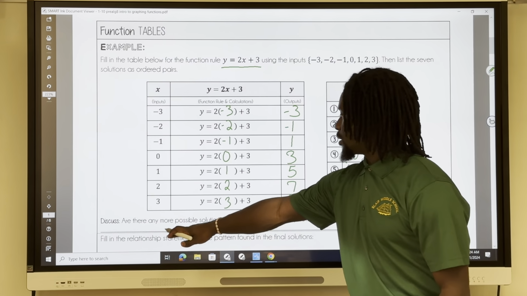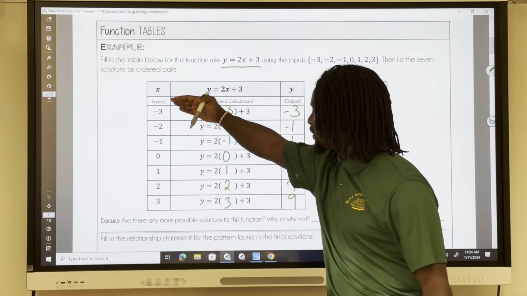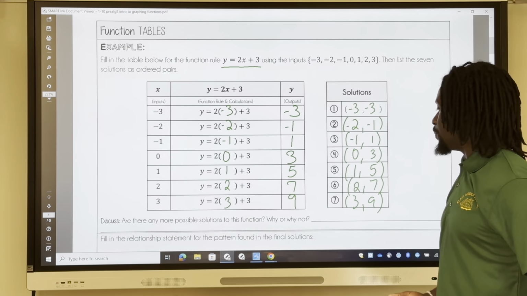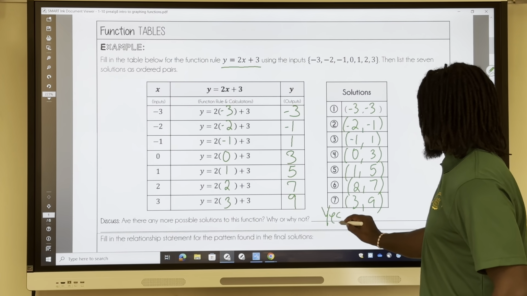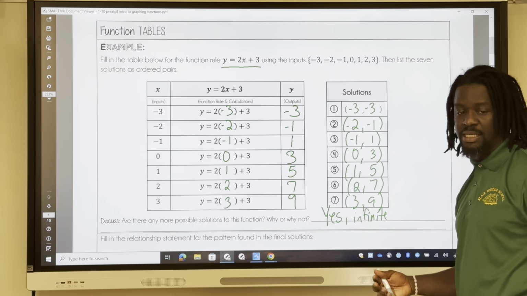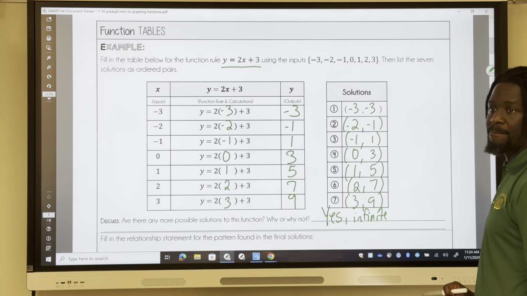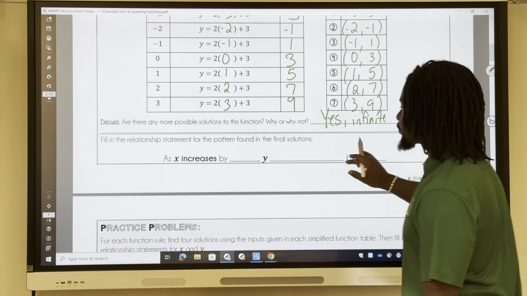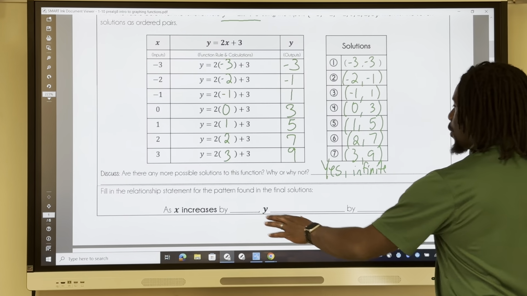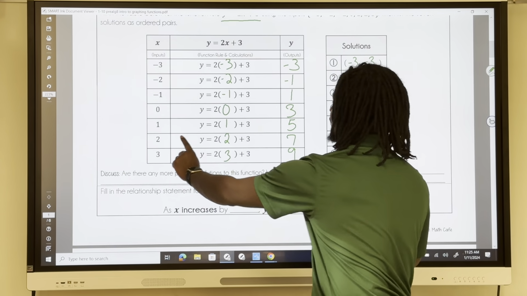Now, are there any more possible solutions for these? Well, it only gave us these numbers, but really we could throw in any number and figure out what the output is. And so the answer to that question is yes, there's an infinite number of outputs that we could get. We could just plug in any number and then get what the output is. In just a moment, you're going to practice this, but what I want us to see is this. I want us to find the relationship, or in other words, the pattern for these numbers.